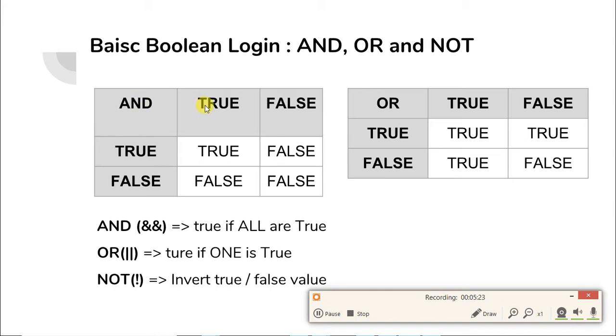And for AND, if one is true and the second is true, then it is true. If one is false and the second is true, then it is false. If the first condition is false and the second condition is false, then the result is false. Now see, in OR one of the conditions should be true, and in AND all the conditions should be true. So this is the basic Boolean logic which is used in JavaScript.